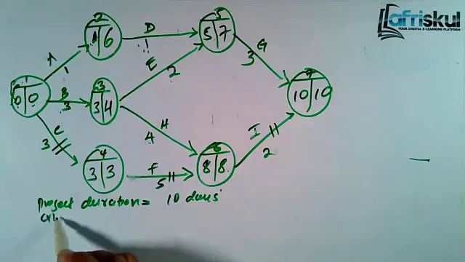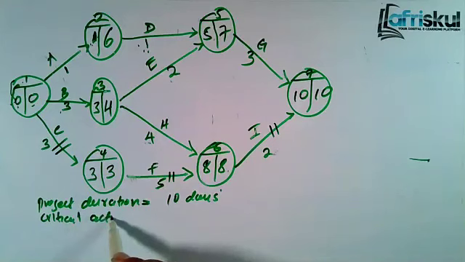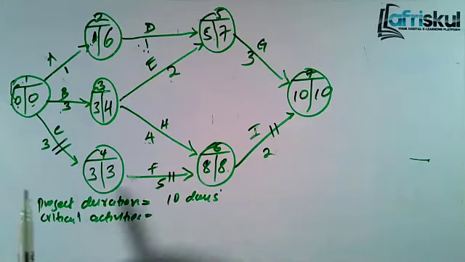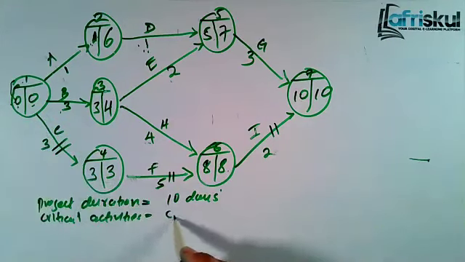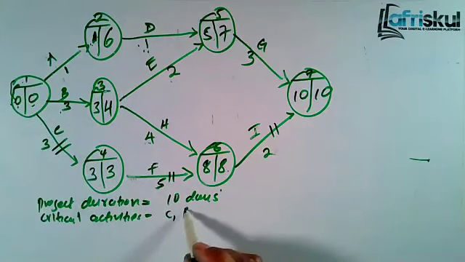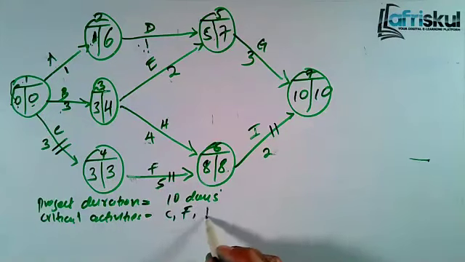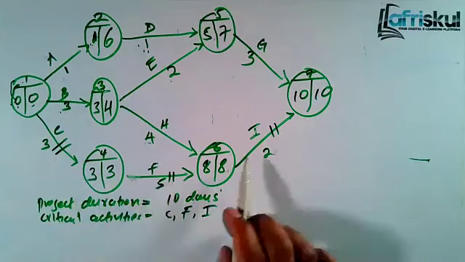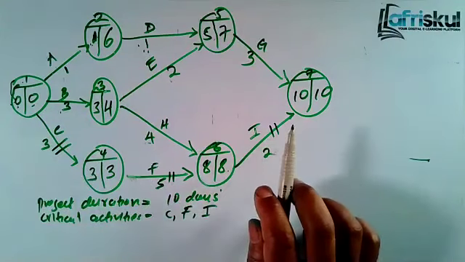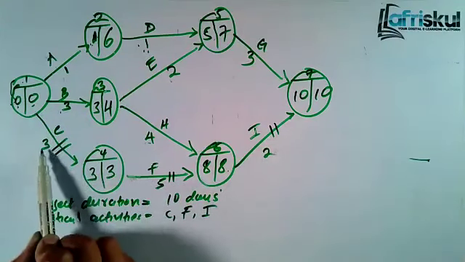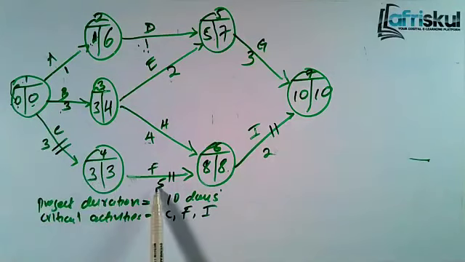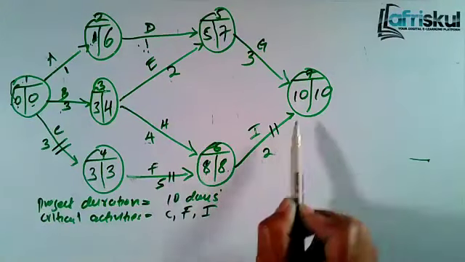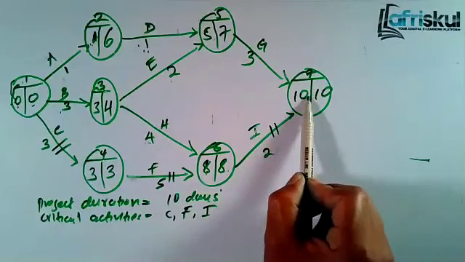Then, what are the critical activities? Now, critical activities, we have seen we have C, also we have F, and then we have I. C, F, I. And if you want to know the critical activity, this is what you can do. It's 0 plus 3, which is 3. 3 plus 5 is 8. 8 plus 2 is 10. I hope you are getting that.